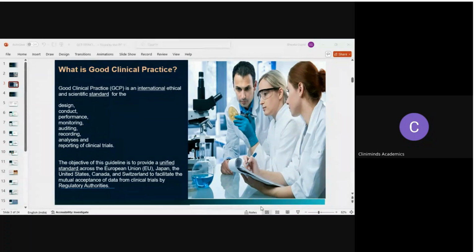If someone asks you, tell me the principles of GCP, the principles of GCP are a part of the GCP guideline. Under section 2 of the GCP guideline, we talk about all the 13 principles of GCP.